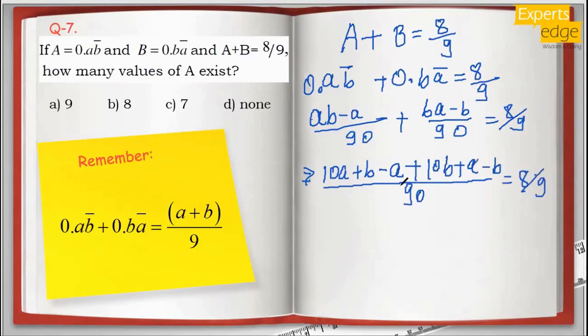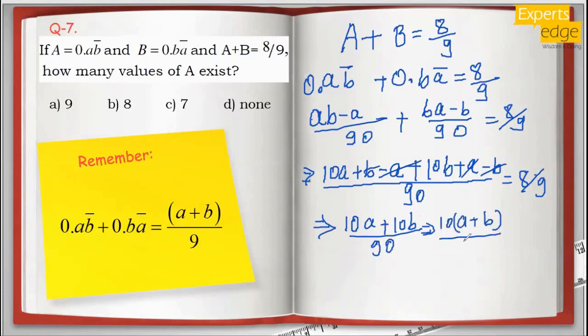So minus A plus A will get cancelled out, minus B plus B will get cancelled out. So what you get is 10A plus 10B upon 90. From here also you can take 10 common out. So basically 10 by 90, times (A plus B). This I have derived for you, but you can remember it like this. If this expression comes like this, that 0.ab bar plus 0.ba bar, the net result you can write like this.